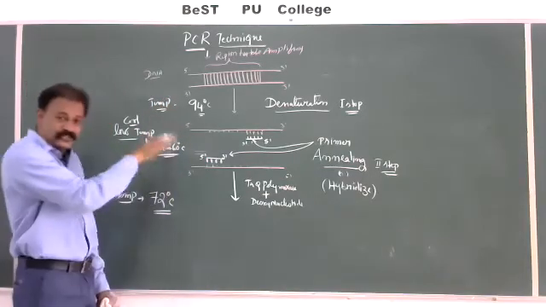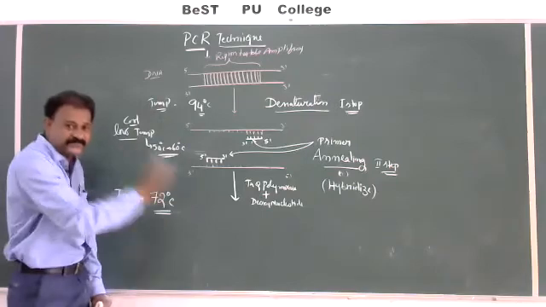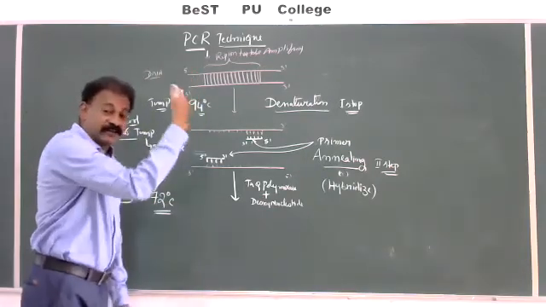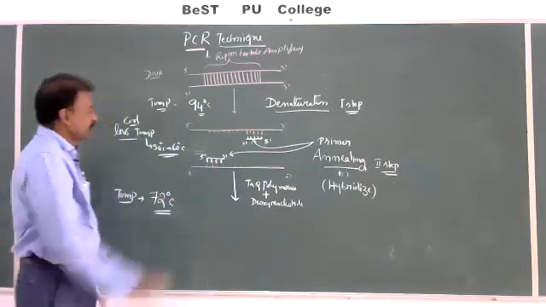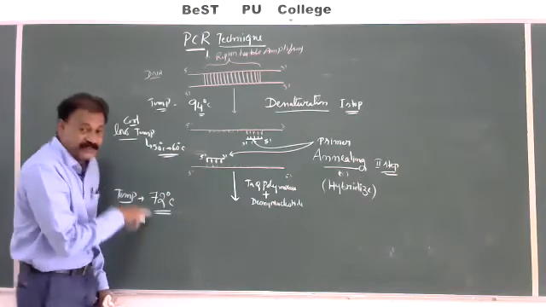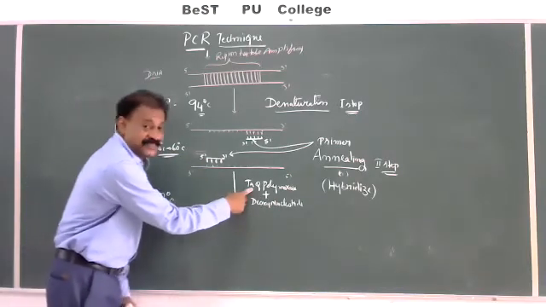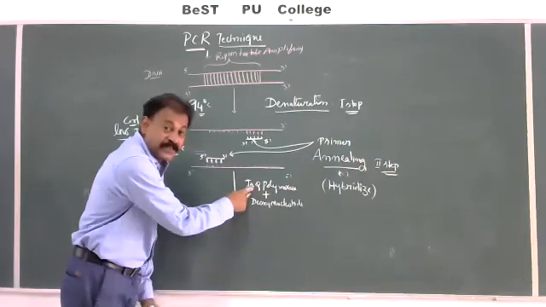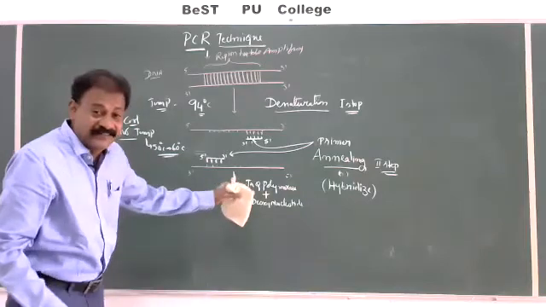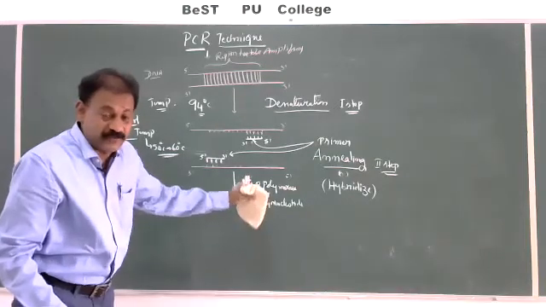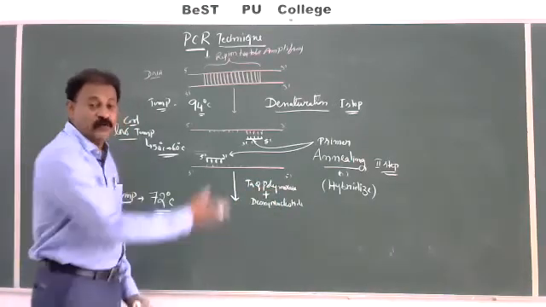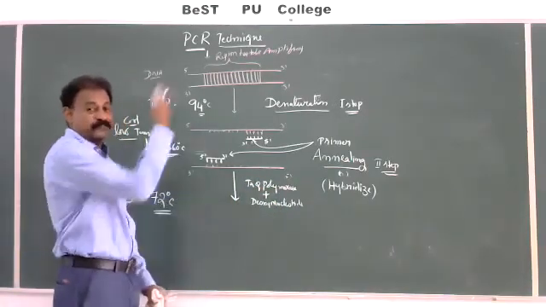So temperature fluctuations are there, temperature dependent steps are there, which can be carried out in that machine, in that device, which is called DNA thermal cycler. Now what happens when the temperature is raised to 72 degrees, even though temperature is more, the Taq polymerase enzyme is able to withstand and continue the process of polymerization. That's why it is called thermostable enzyme. Normal DNA polymerase enzymes cannot withstand high temperatures. They cannot continue the process of polymerization.